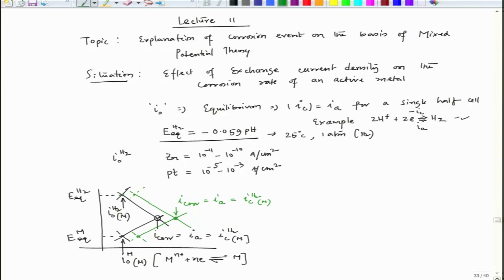Now, it may happen that the influence of that metal surface on the hydrogen evolution reaction could be such that this one comes here, but this one stays here. So, that time I will extend this line, and my corrosion rate will be here, I corr equal to I a equal to I c hydrogen over metal surface. Now, these all three are independent effects.